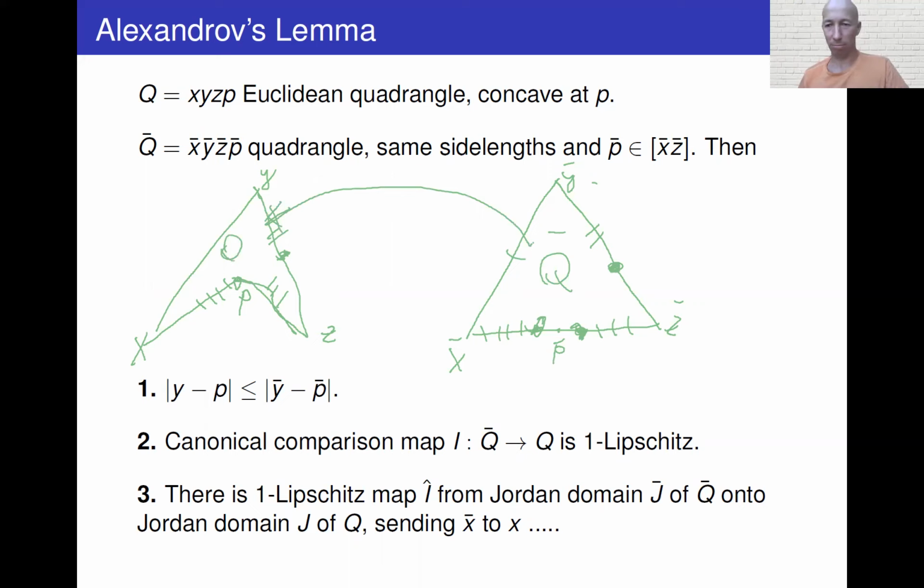Are there other questions so far? Can you take I hat to be an extension of I? Does it coincide with I on the boundary? Yes, it has to be an extension, just because the distance between X and Y equals the distance between X bar and Y bar. So this part of the boundary has to go isometrically. So the boundary has to go the same way. So I bar extends I, exactly.